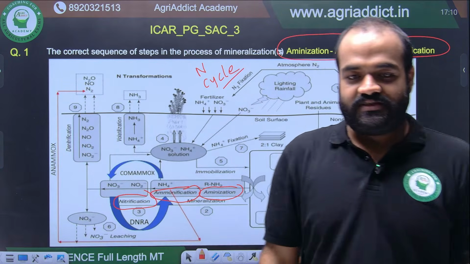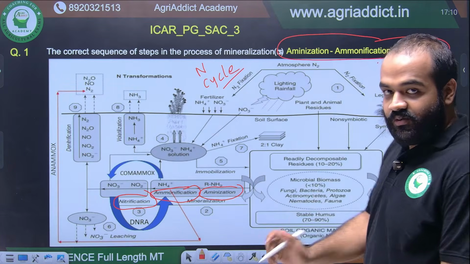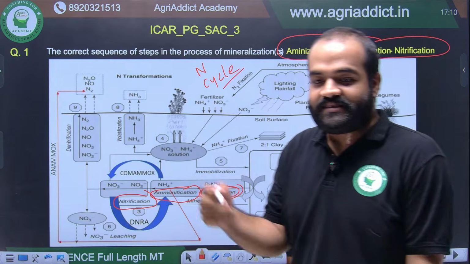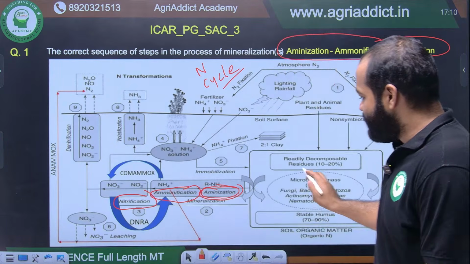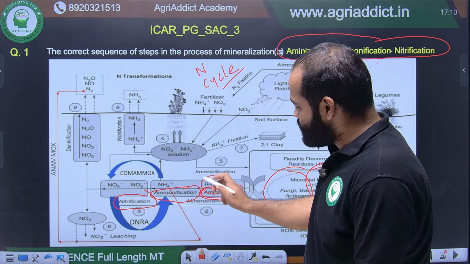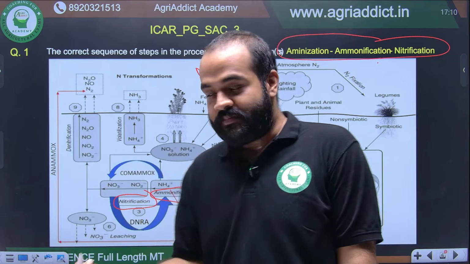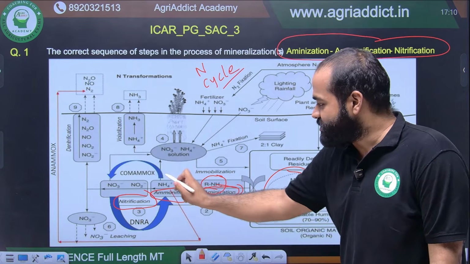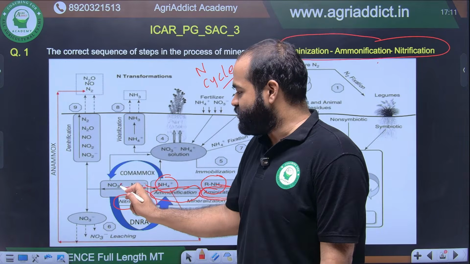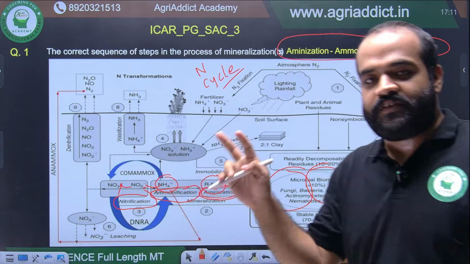I think it is not the perfect time to explain the whole process, but as you all know, aminization is already hidden in the word. Aminization means formation of amino acid from organic matter or from complex protein, that is RNH2. Then ammonification is nothing but formation of ammonia or ammonium. So amino acid, then the formation of ammonium ions is ammonification, and from ammonium to nitrite and then to nitrate is nitrification. We all know that. So the sequence is aminization, ammonification, nitrification.